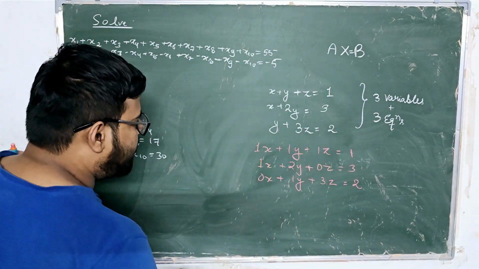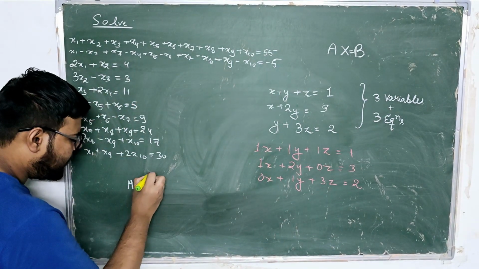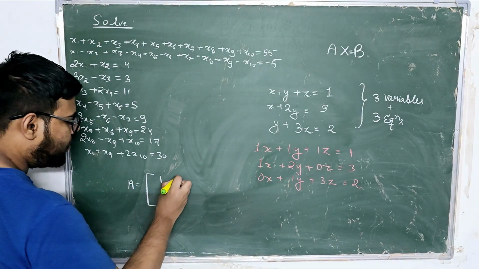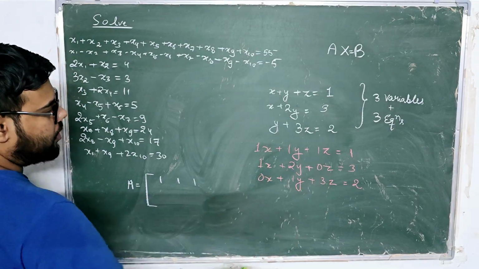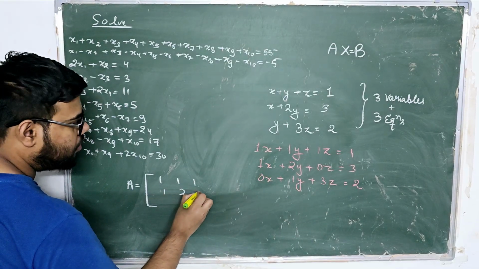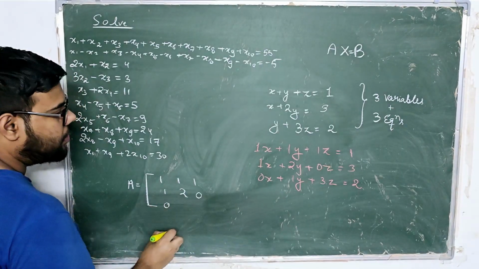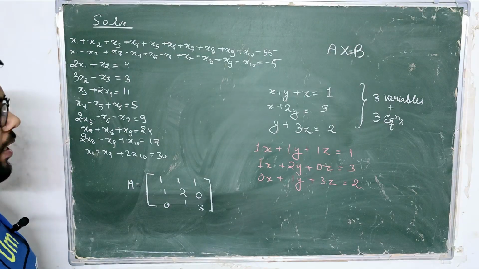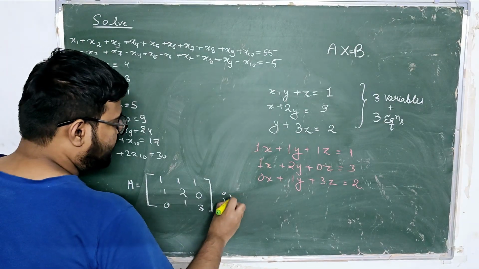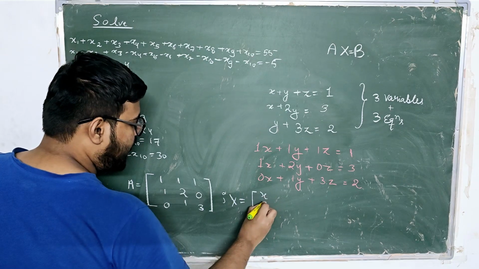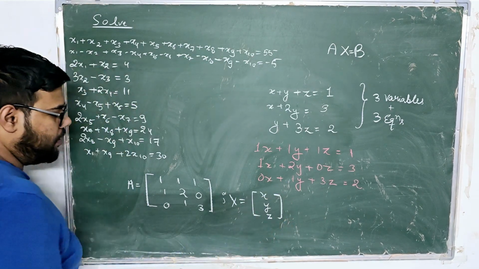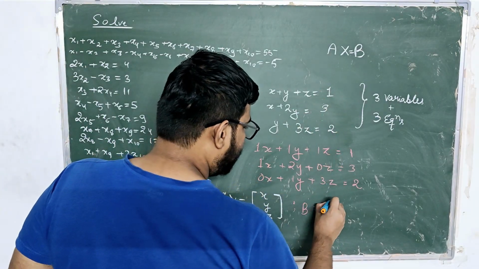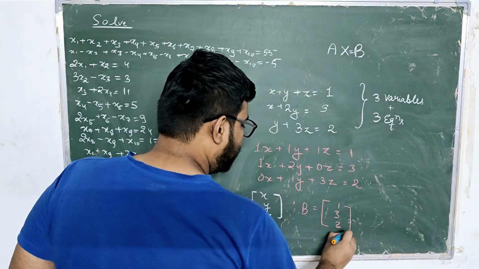So what is matrix A? It is given as the coefficients like this, the coefficients of the second equation, the coefficients of the third equation, correct? This is the matrix A. And what is x? X is given as the variables x, y and z, okay? And how is the matrix B given? It is given as 1 3 2.